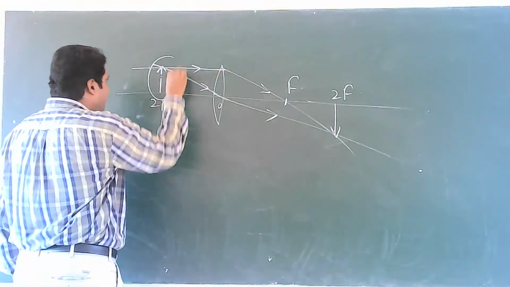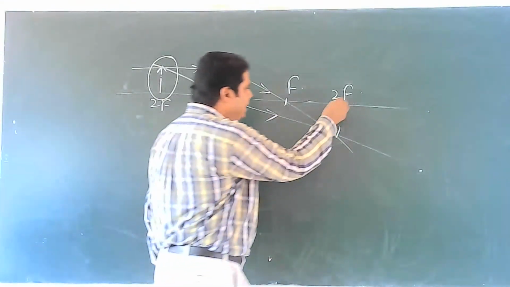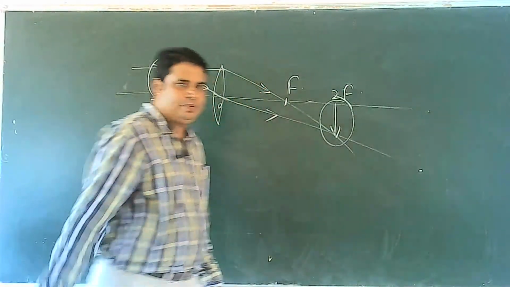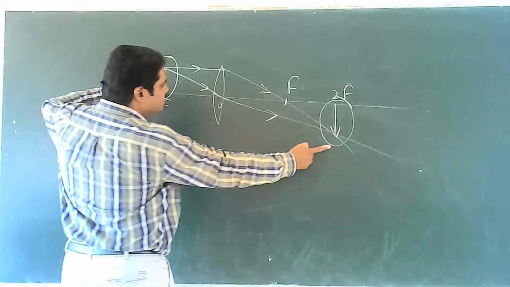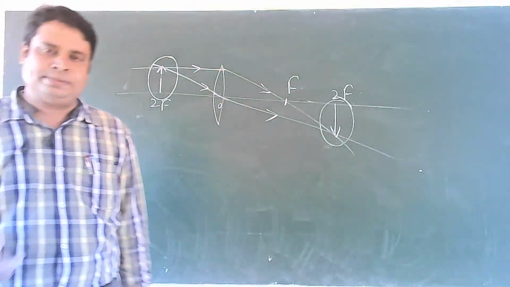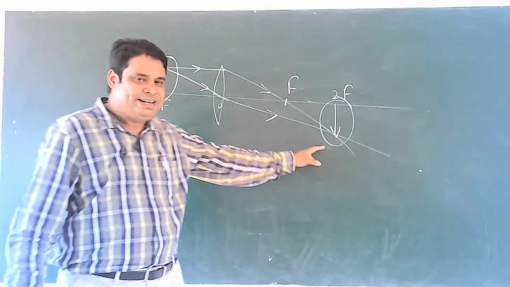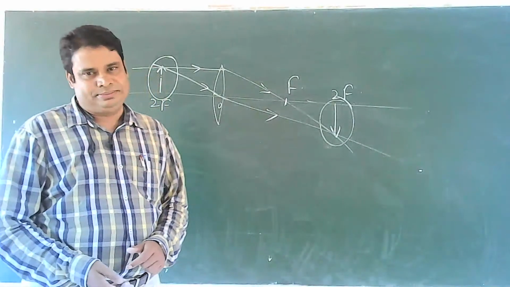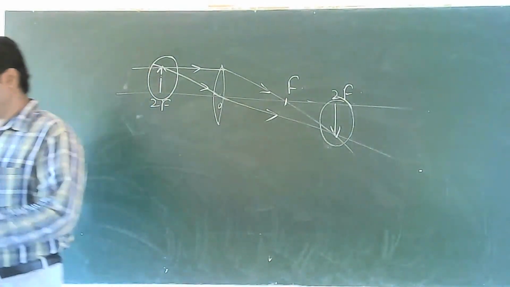This is object placed at 2F and you get the image at 2F. What about the nature? Of same size. Both the object and image have the same size, and the image is inverted and real. Okay, next.